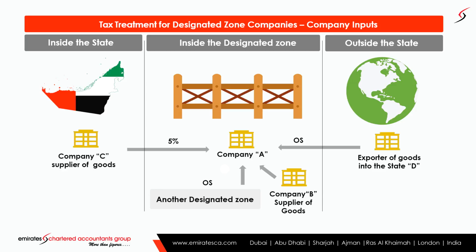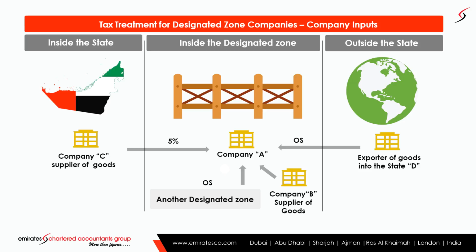Suppose the first purchase is happening from outside the state, then such a purchase will be out of scope. The tax applicability will not be there for such purchases. Second, if the purchase is happening from the mainland, that is inside the state, where the designated zone is purchasing some products, in that case, 5% tax will be applicable. So the buyer, that is the designated zone, has to account for it and can take the input credit.